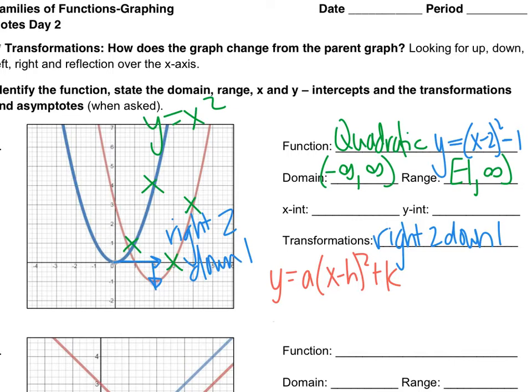So the x-intercept is where the graph crosses the x-axis, and in this example, we actually have two of them. We have them at (1, 0) and at (3, 0). Make sure that you write your x and y intercepts as ordered pairs. The y-intercept is where the graph crosses the y-axis, which for us is up here, and that's going to be at (0, 3). Alright, so that's an example of a quadratic transformation.